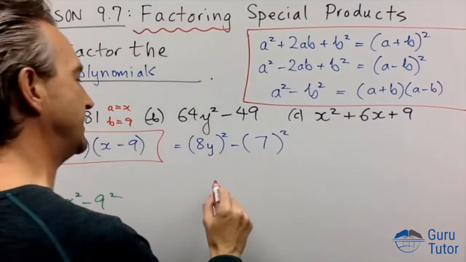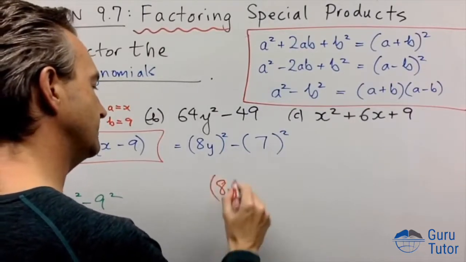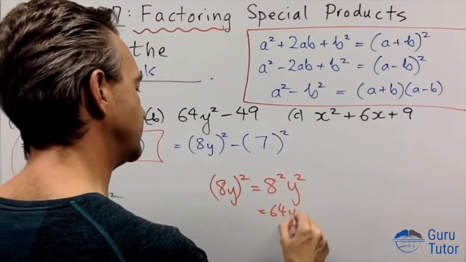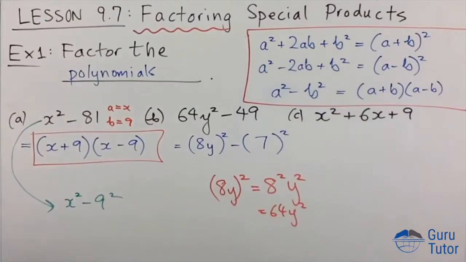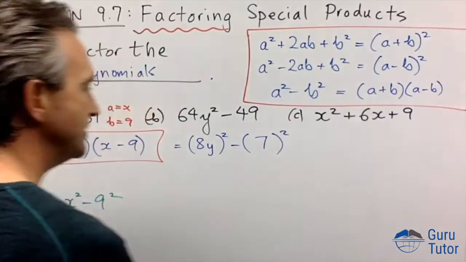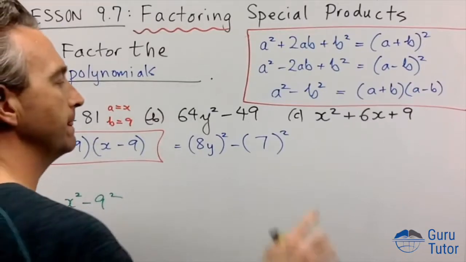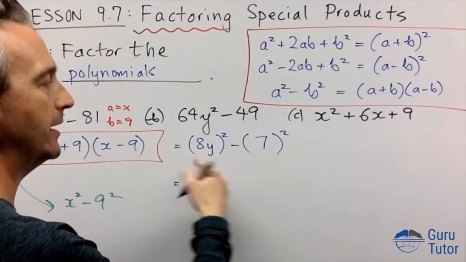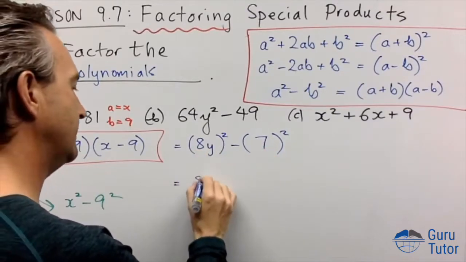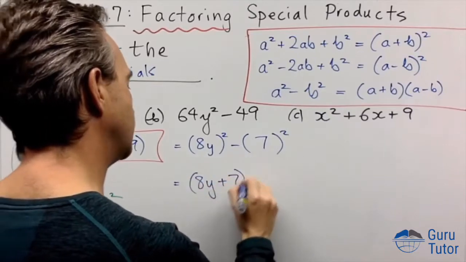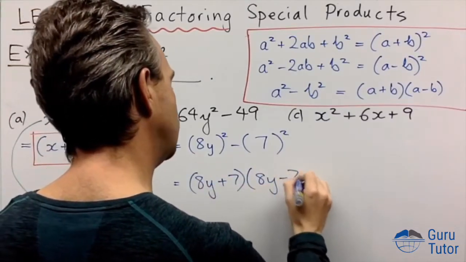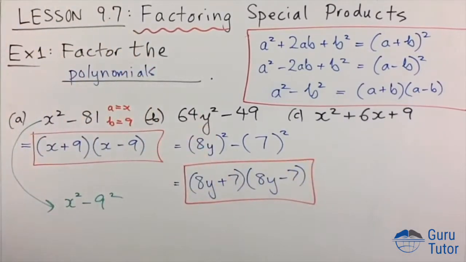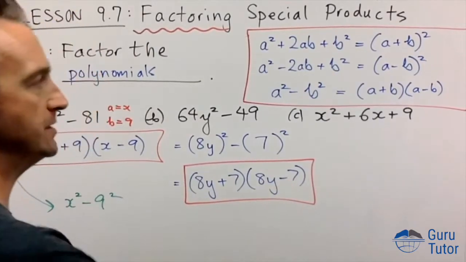Okay, because remember when we're doing this, 8y all squared, that becomes 8 squared y squared, which is 64y squared. Okay, so we're squaring the 8 and the y. That's not finished yet though, that is not factored. Well, if we're going to make this look like this, we now do that step. Okay, so here A is 8y and B is 7. So A plus B times A minus B. So if you did FOIL on these, you would end up with what we started with here.